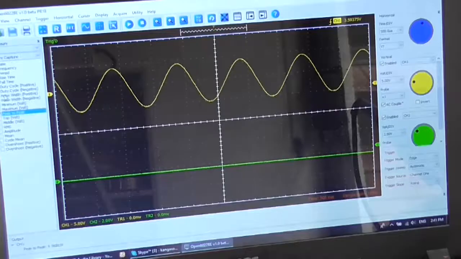Still have a relatively clean output signal though, albeit it's not very powerful. Yeah, oh well.